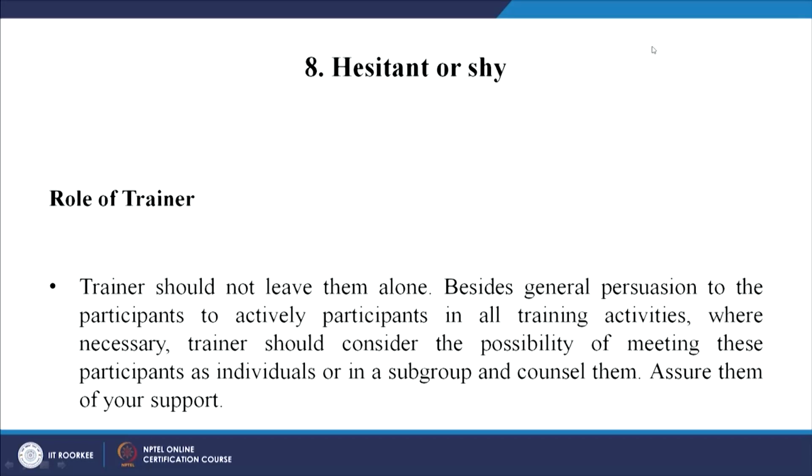The trainer should consider the possibility of meeting these participants as individuals or in a subgroup. In that case, you have to involve them in the group, counsel them, talk to them, and ask them why they are not participating. They are feeling shy and hesitant. Do not feel shy, do not feel hesitant, talk to the other group members, and slowly they will become more interactive.